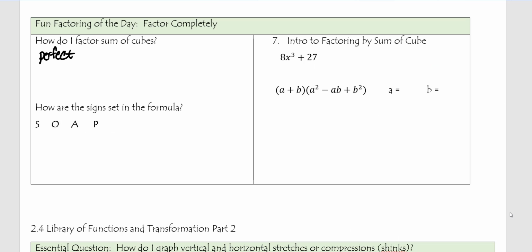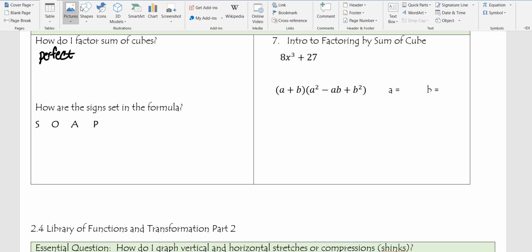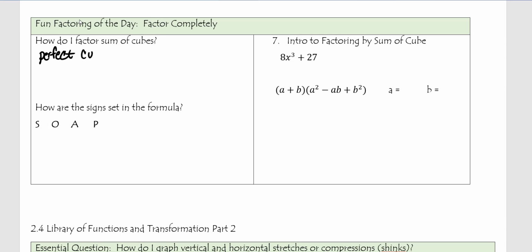And I'm back. So we're going to do the factoring for the day, which is the perfect sum of cubes is what we're looking at. So how do I factor sum of cubes? Well, the first thing you're going to do is look for perfect cubes. So perfect cubes, and we practiced some of these before. Let's see here, cubes. And what does that mean?